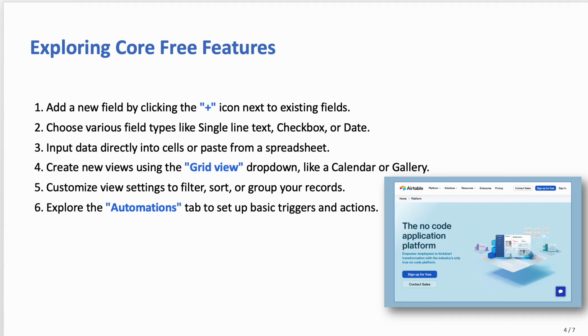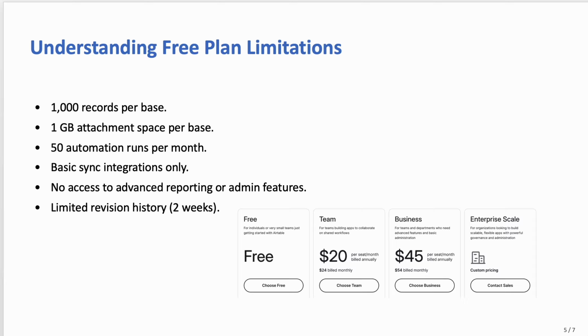Explore the automations tab to set up a basic trigger and action. Understanding the free plan limitations: 100 records per base, 1 GB attachment space per base, 500 automation runs per month, basic sync integration only, no access to advanced reporting or admin features, and limited revision history of 2 weeks. You can also go to the official website to check the other plans.